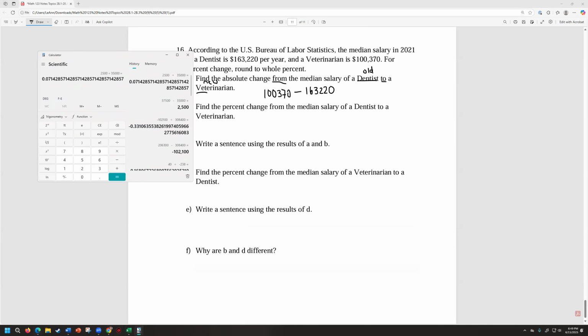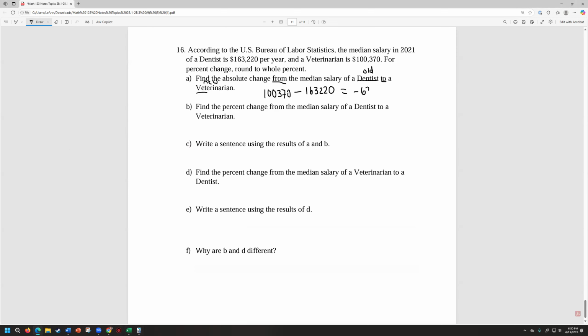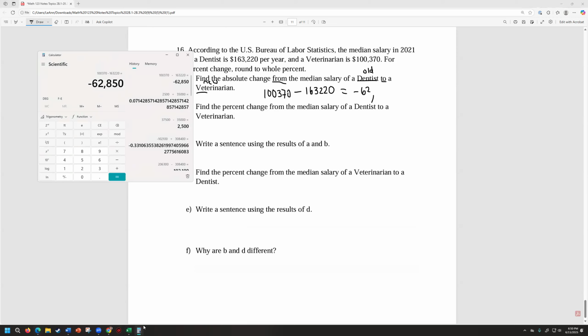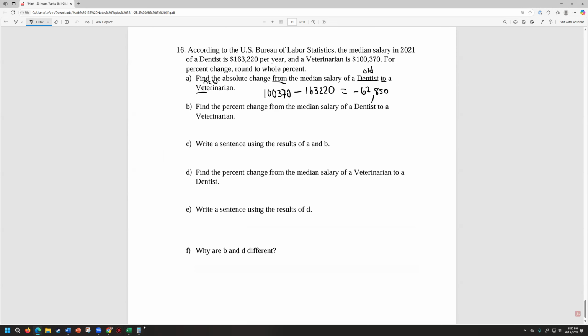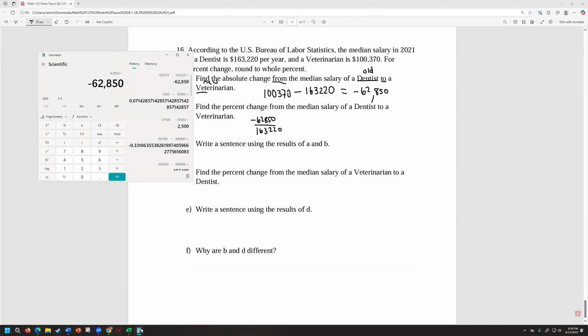Okay. So we've got 100,370 minus 163,220. That is negative, so we have a negative $62,850 difference. Okay. So find the percent change from the dentist to the vet. Same ordering. So we're taking that absolute change and dividing it by the old. Always divide by old. So that's by the dentist because you're basing that as your base. Okay. So we're dividing this by the 163,220.